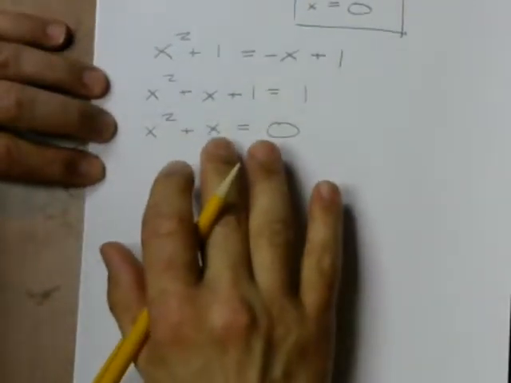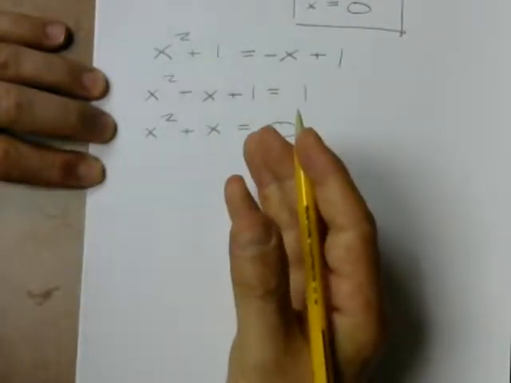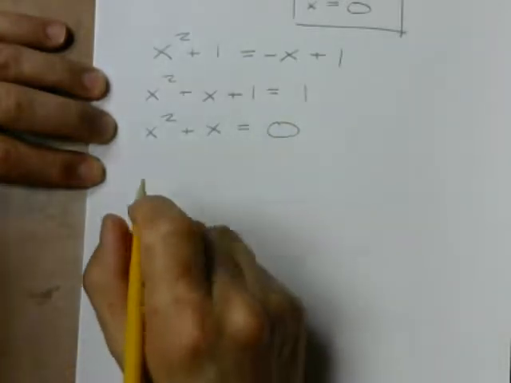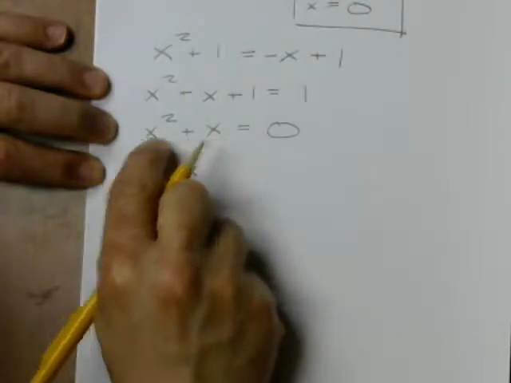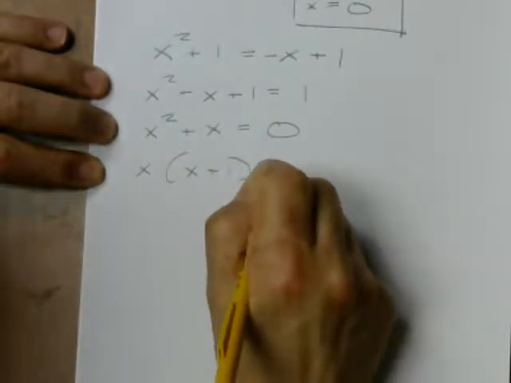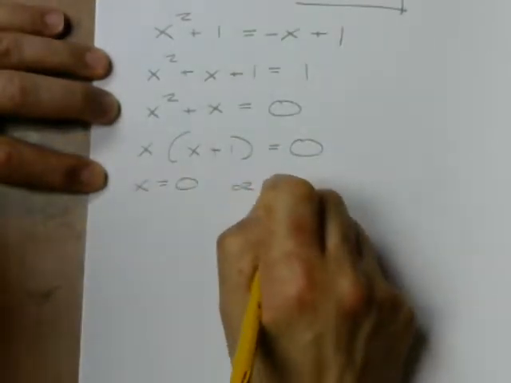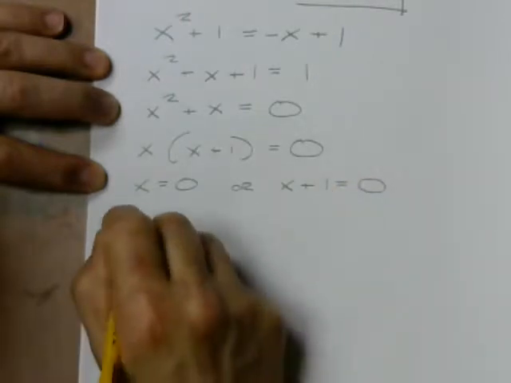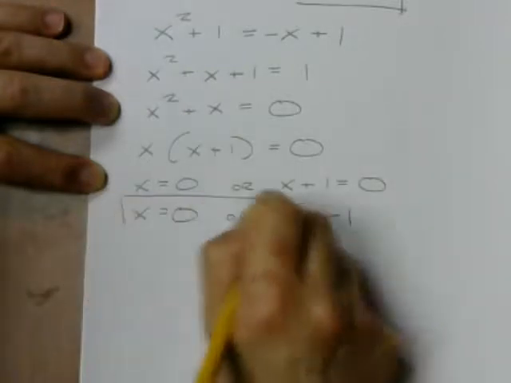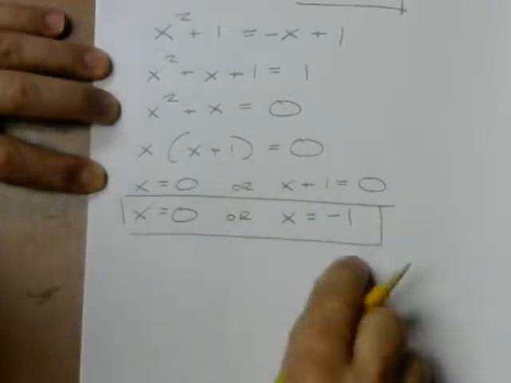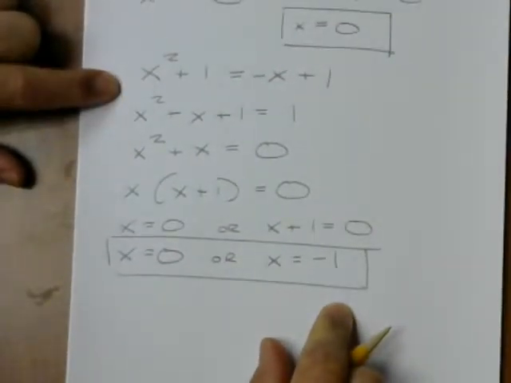So, how do we solve something like this? Well, let's use that same trick. A product is 0 when one of the two parts is 0. So, this has an x, this has an x. We can factor. And now we know that either x equals 0 or x plus 1 equals 0. So those are the two possibilities that satisfy this equation.